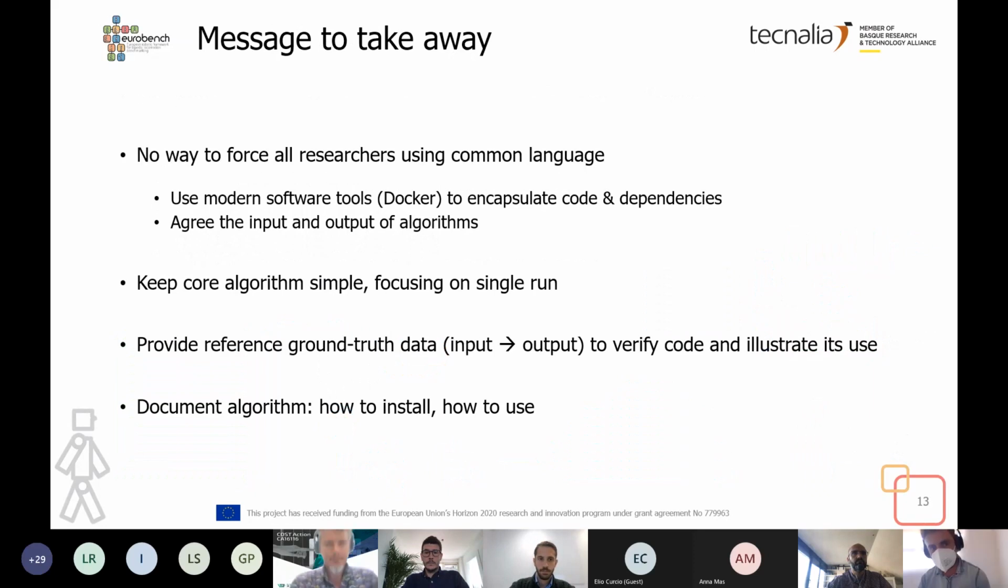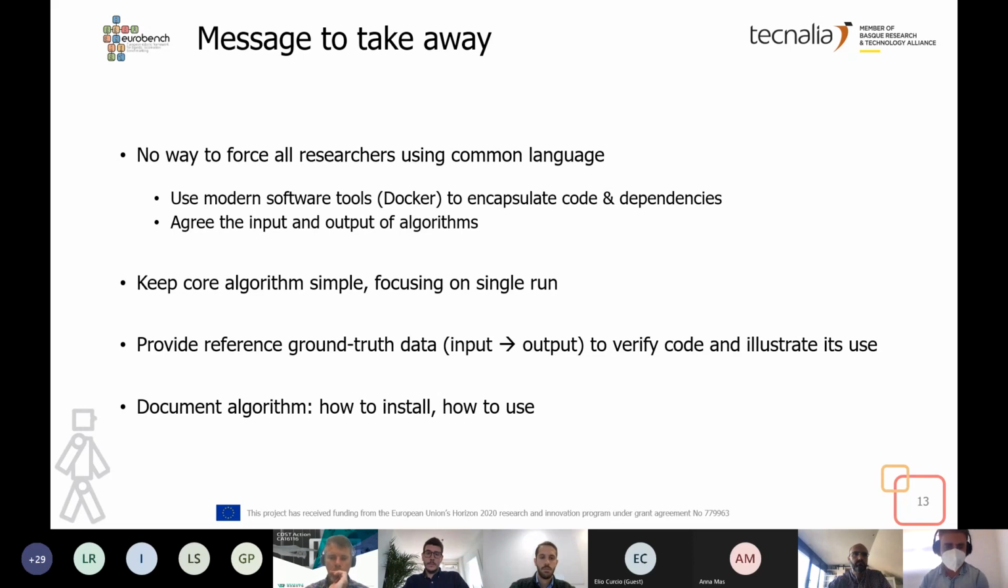So to conclude, some messages to take away. One of them is do not try to force the people to use common languages. Let them use the language they are confident in, and make use of current modern tools like Docker, Kubernetes, or whatever to encapsulate the code and its dependencies, and focus on providing a common interface, so all of them can be treated the same way, and this is what you propose. Try to keep the algorithms as simple as possible.